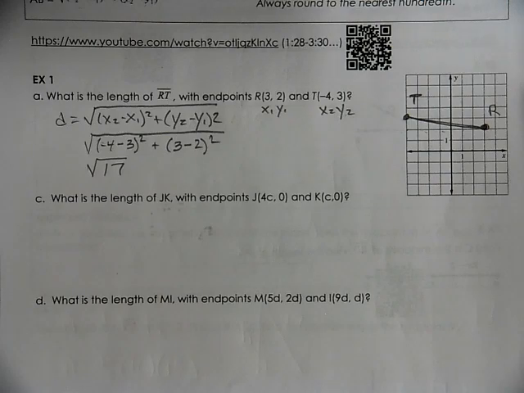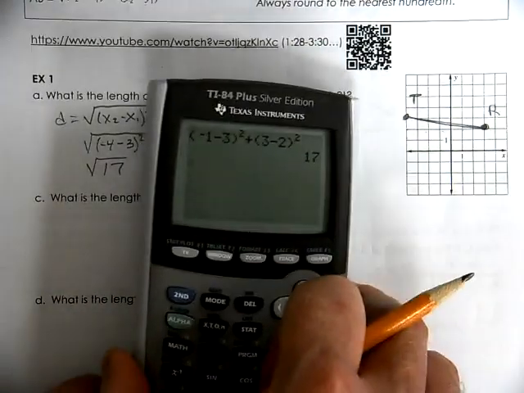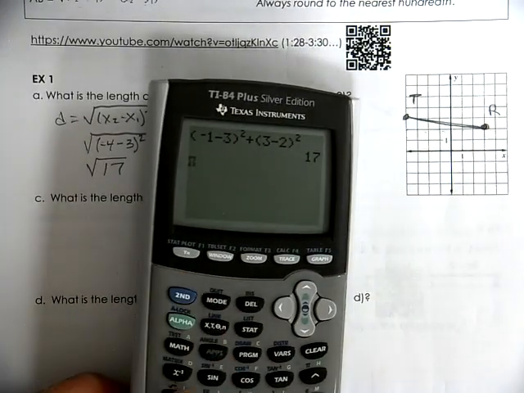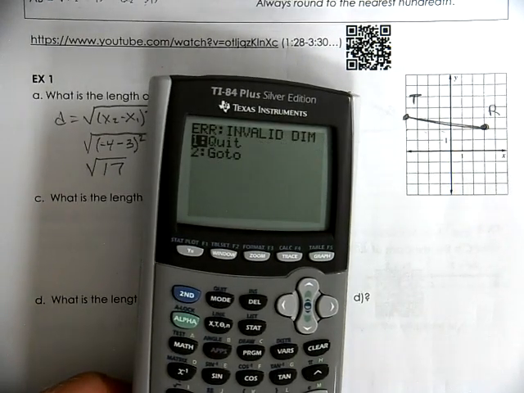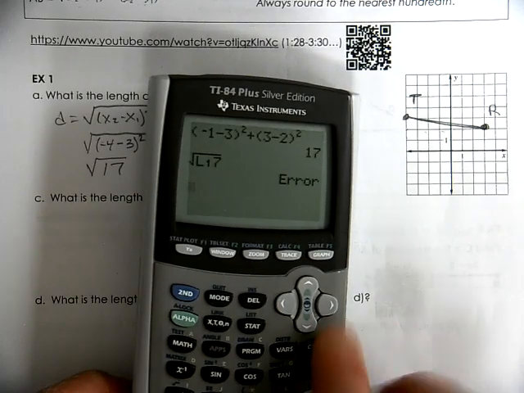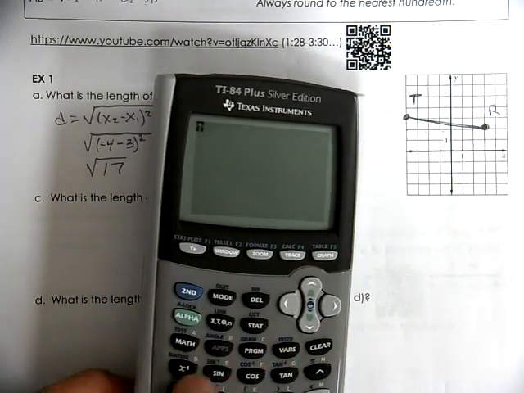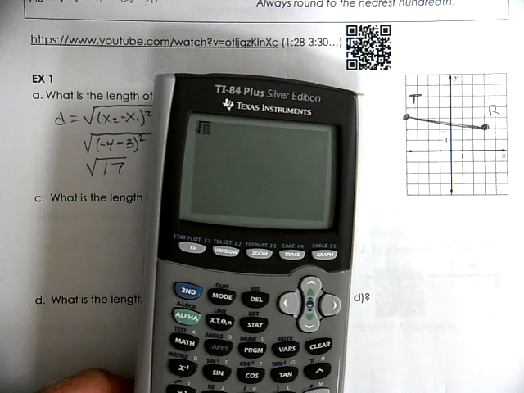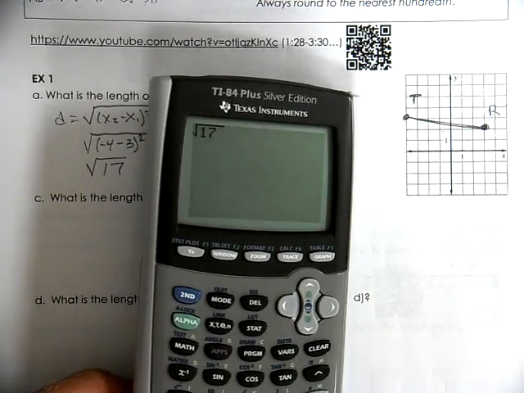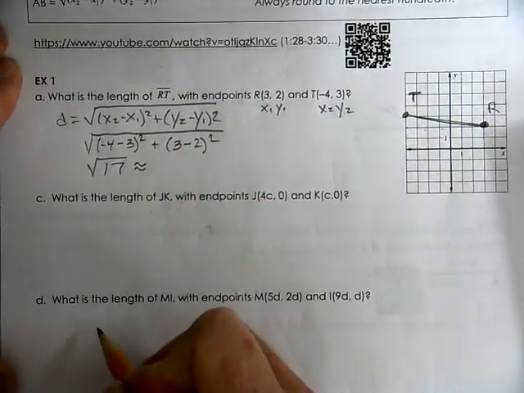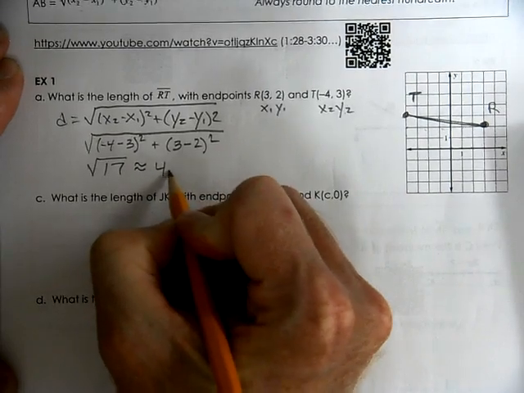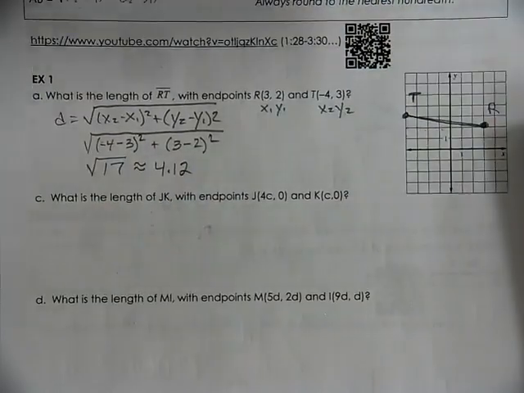Don't skip that spot. And if you want to turn it into a decimal, you could now take the square root of the 17. Oh, what did I do wrong? I got too many buttons here. Square root of 17. 4.12. We like to round to 2 decimal spots if you're going to use a decimal. 4.12.